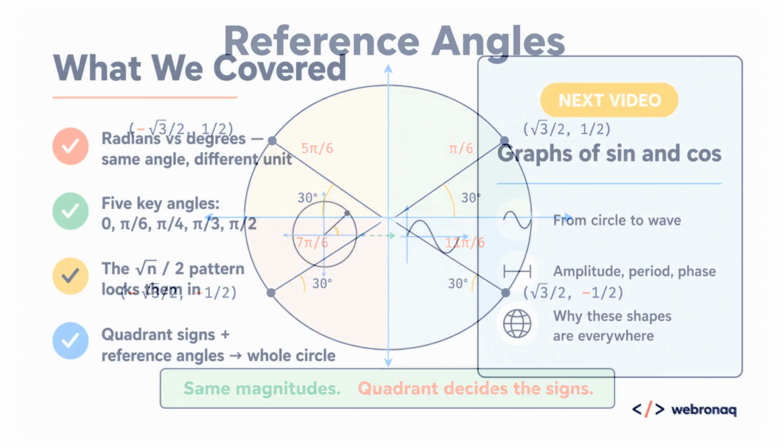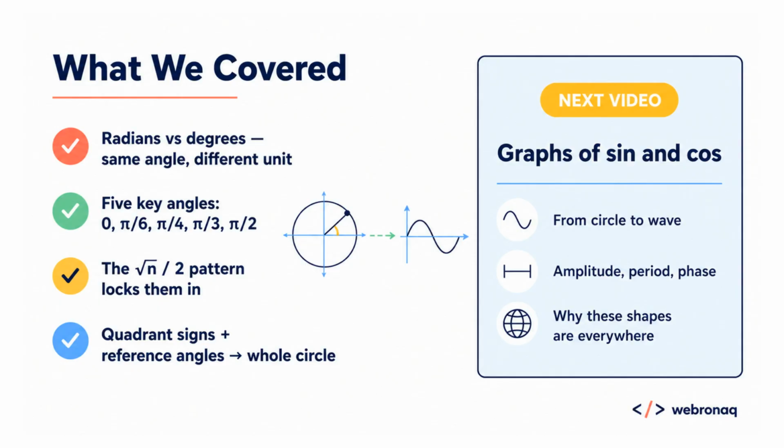Let's wrap this up. Alright, quick recap. Radians and degrees are just 2 ways to label the same angle. The 5 key first quadrant angles, 0, pi/6, pi/4, pi/3, and pi/2, give you the values you'll use 90% of the time. The √2 pattern makes them easy to rebuild from scratch. And once you combine those 5 values with the quadrant sign rules, you can find sine and cos for any angle on the circle.